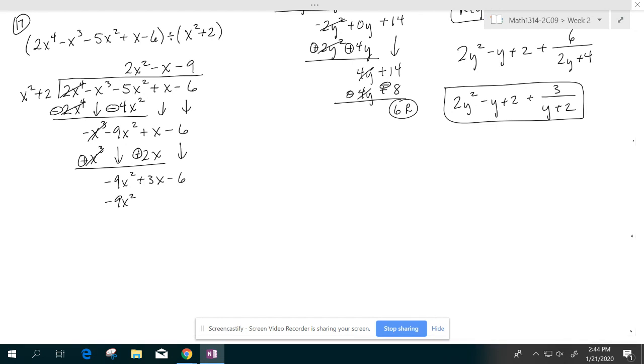And what about negative 9 times 2? Negative 18. But then when I draw the line, change the sign, then it's a plus 18. And then the 3x falls through. 18 minus 6. All of that is the remainder. And all of this is the quotient.